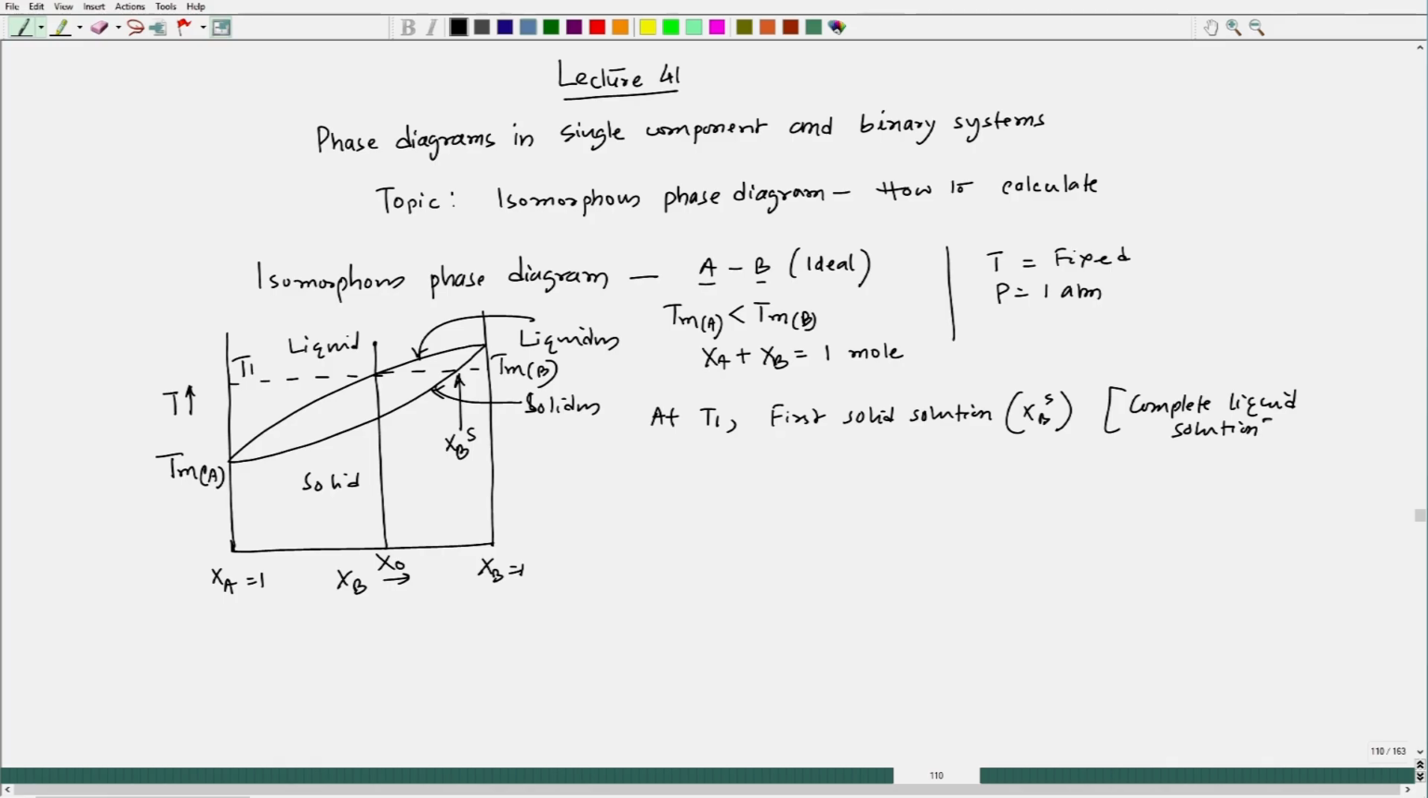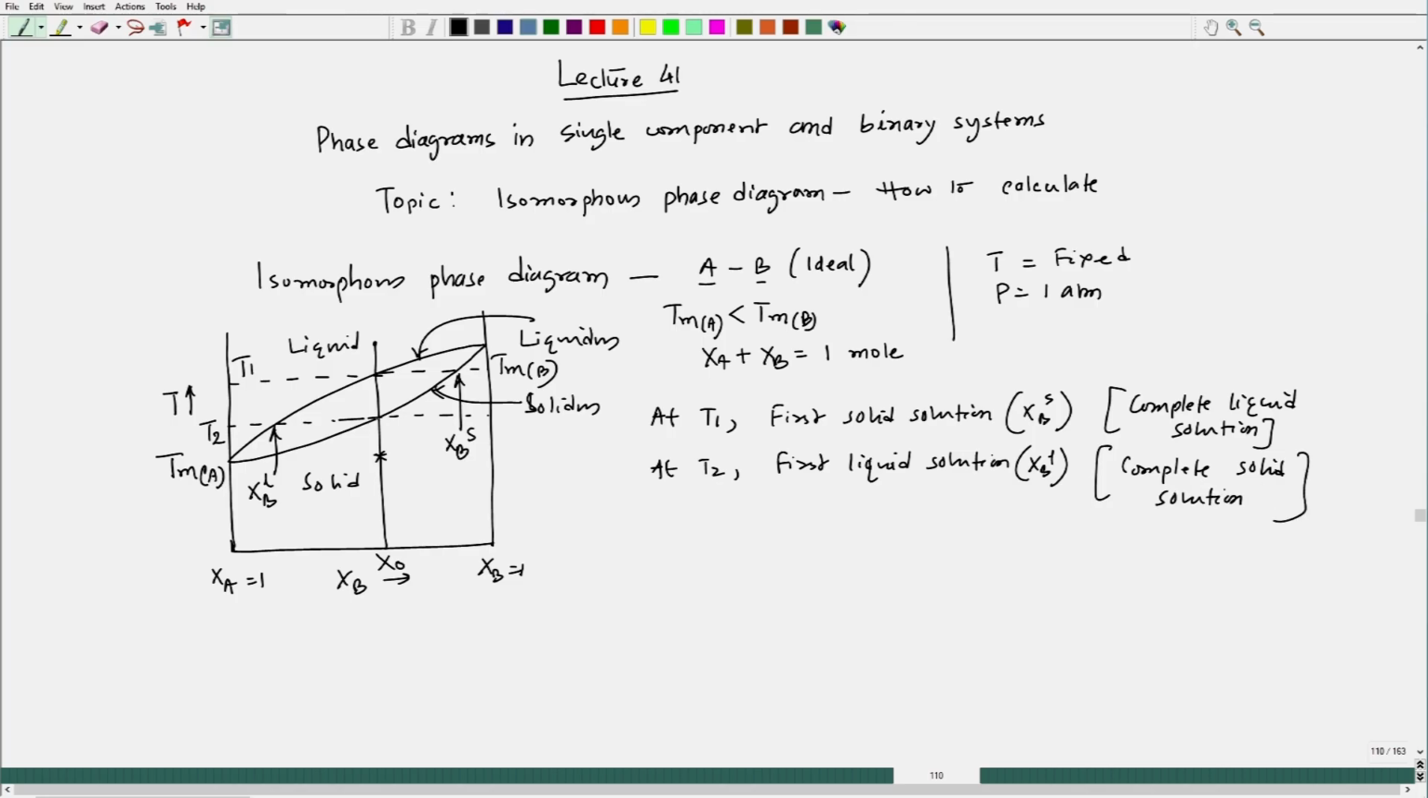Now, similarly, if I see this temperature, let us say this is T2, at T2 if I start from this location and keep increasing the temperature, the first liquid solution of composition, let us say X B liquid, would appear, and we are starting from a lower temperature where everything is complete solid solution.